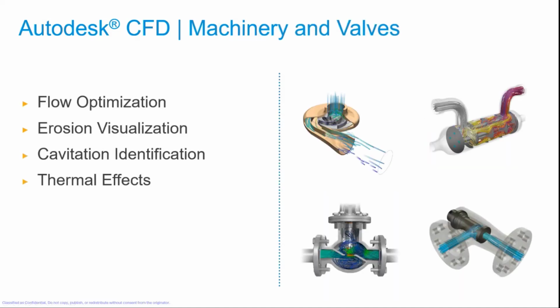And for machinery and valves, we focus on flow optimization, erosion visualization, cavitation identification, thermal effects. When fluid is flowing in the valve or any devices in the pipeline, maybe there's cavitation we can't see with our own eyes, right? But we use the software and see the characteristics of the fluid, and then we can predict where it can have the cavitation that's quite dangerous to our system. And we try to prevent that. We call it prevention, right?